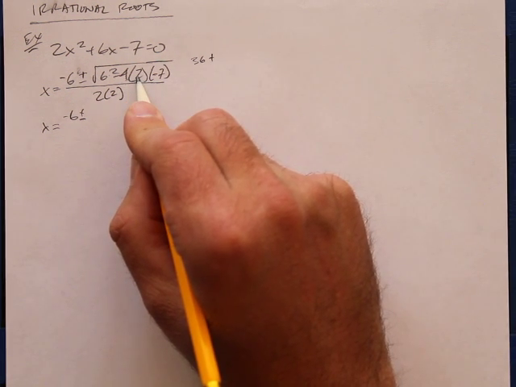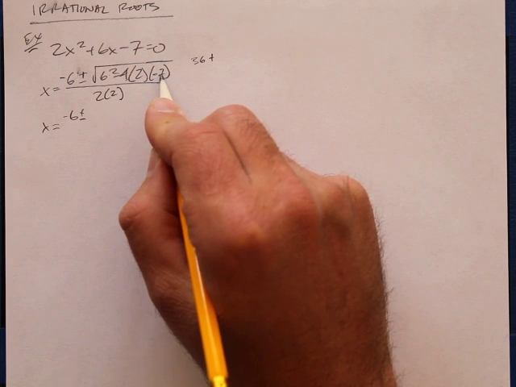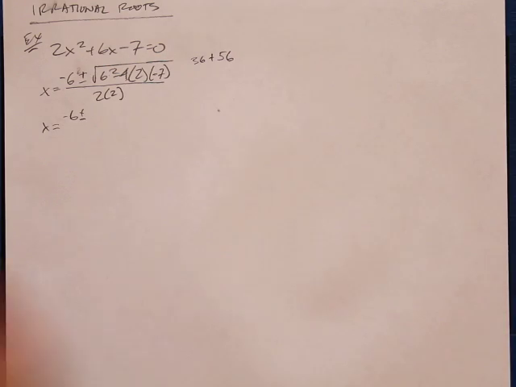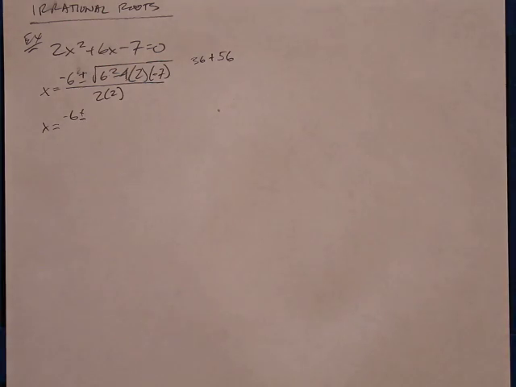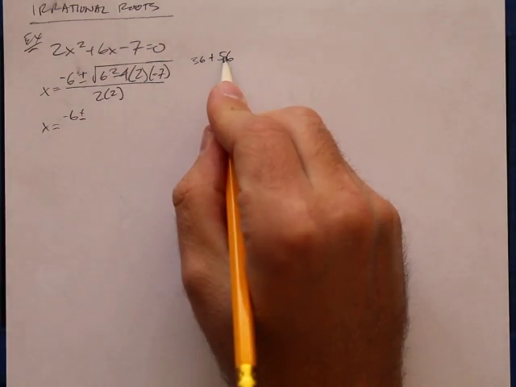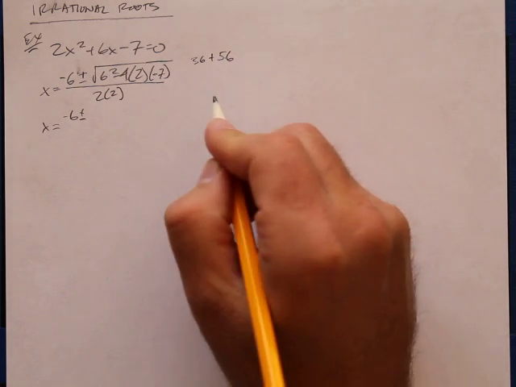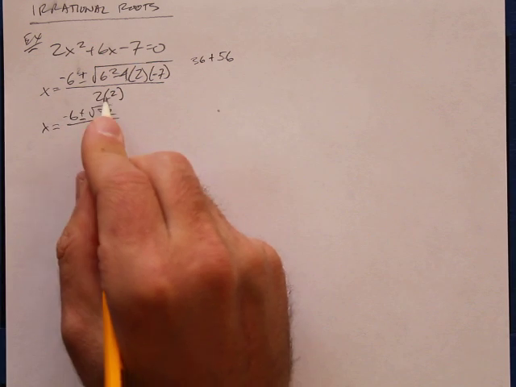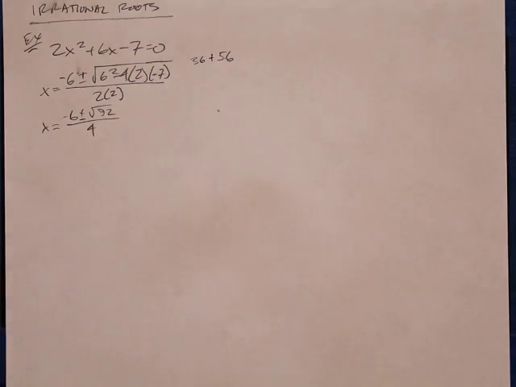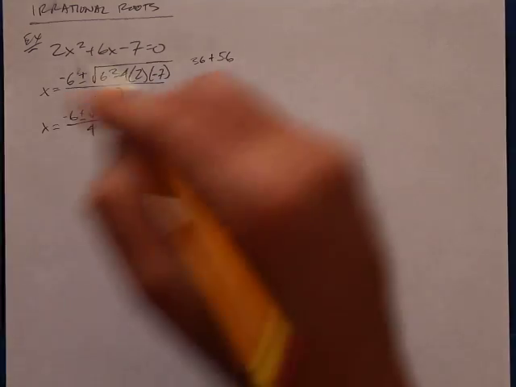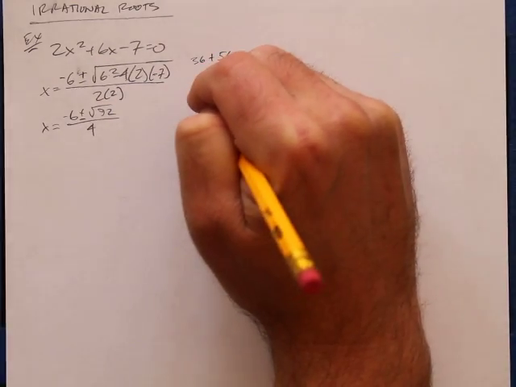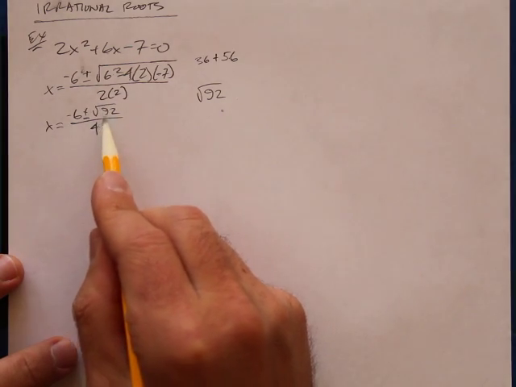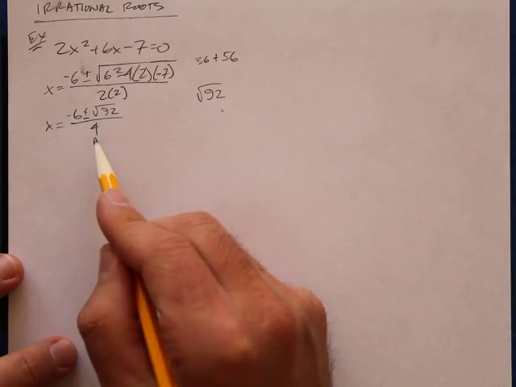4 times 2 is 8. 8 times 7 is 56. 36 plus 56 is 92. So square root of 92 over 2 times 2, which is 4. Okay, I'm going to look at the square root of 92. So this is almost our answer. We're almost done with this. There's not much we can do left here.